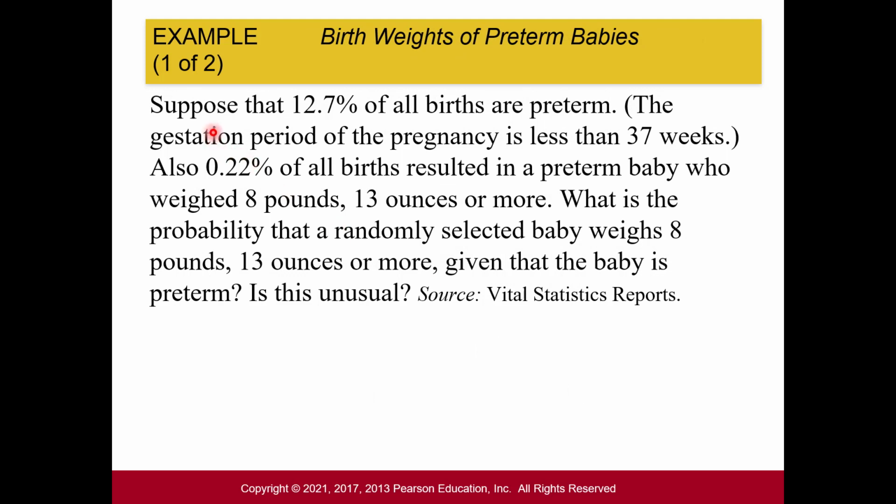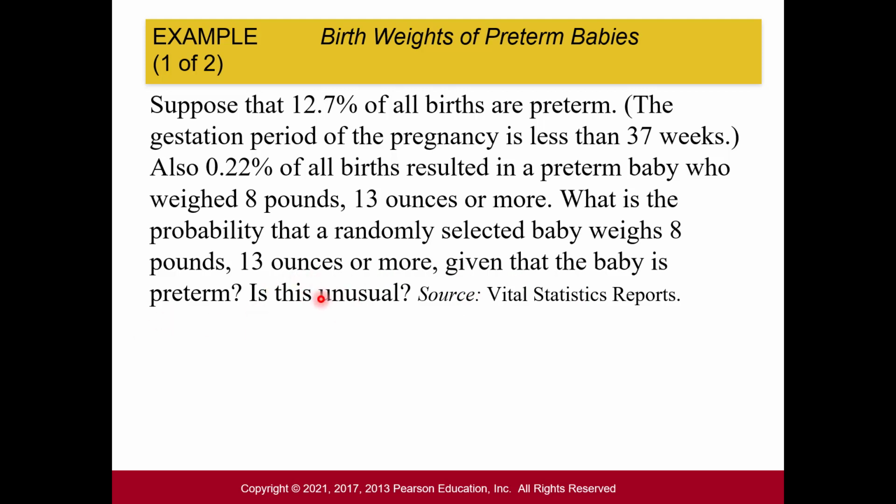Let's take a look at this one. Suppose that 12.7% of all births are preterm. The gestation period of a pregnancy is less than 37 weeks. That's what preterm means. Also, about 0.22% of all births resulted in a preterm baby who weighed 8 pounds, 13 ounces or more. What is the probability that a randomly selected baby weighs 8 pounds, 13 ounces or more, given that the baby is preterm?